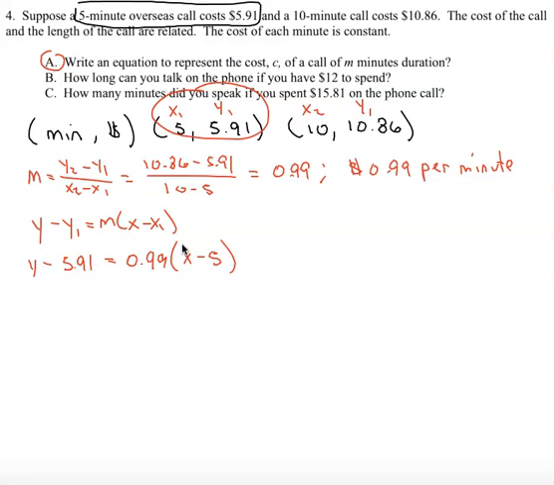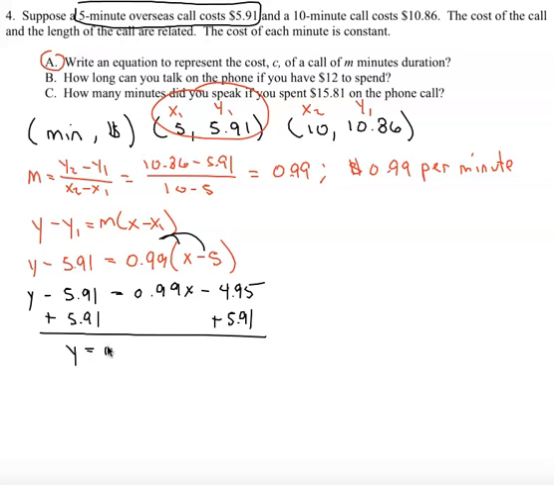To get to slope-intercept form, I just need to get y equals. So I'm almost there. I'm going to do y minus $5.91 equals 0.99x when I distribute again, minus 4.95. And then one more step, I'm going to add the $5.91 to both sides. And I get y equals 0.99x plus 0.96. So this is going to be my final answer for part A in slope-intercept form.